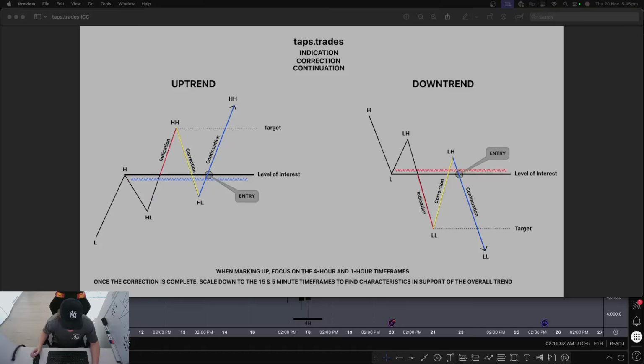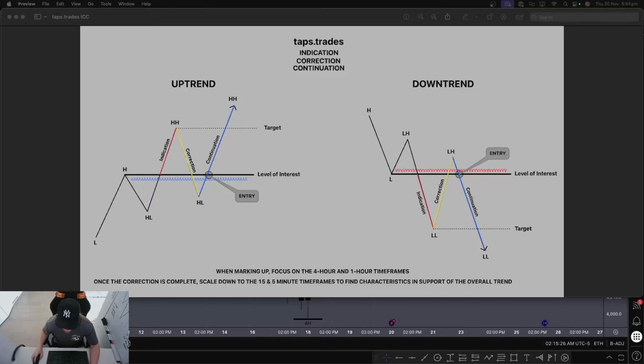But before I do that, I always run through the ICC strategy before we get into the example. So if you are familiar with the ICC strategy, please feel free to skip this section and I'll just run through the ICC strategy for those that are new. Okay, so ICC stands for indication, correction, and continuation. It is a trend following strategy.